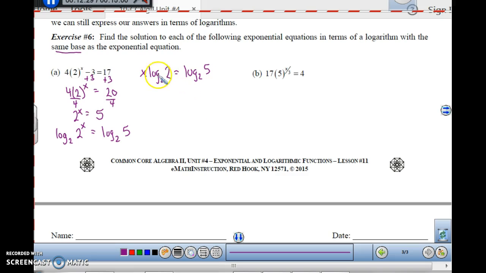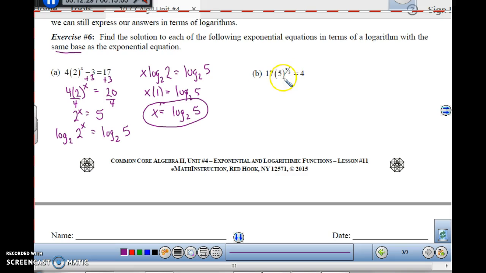What's log to the base 2 of 2? 2 to what power is 2? Well, it's actually going to equal 1. So this is actually x times 1 is equal to log to the base 2 of 5, because a logarithm of its own base is equal to 1. So x will equal log to the base 2 of 5. There we go. Let's try one more.